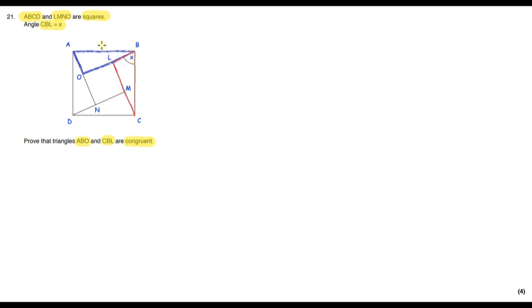Straight away, I could see that this side length is equal to this side length because they are squares. We're told that ABCD is a square. So we can say that AB is equal to BC, and the reason for that is that they are both sides of a square. Okay, so I've just given my reason for stating why AB is the same as BC.